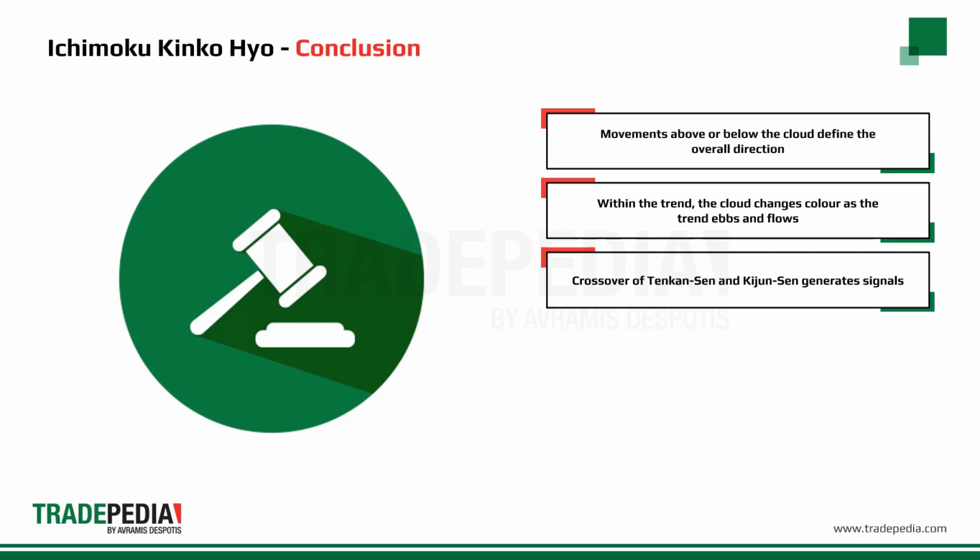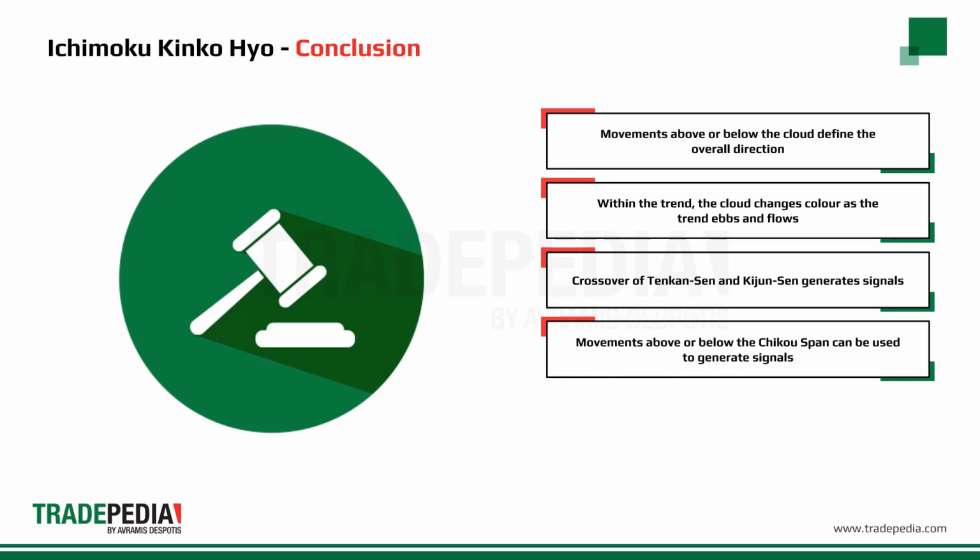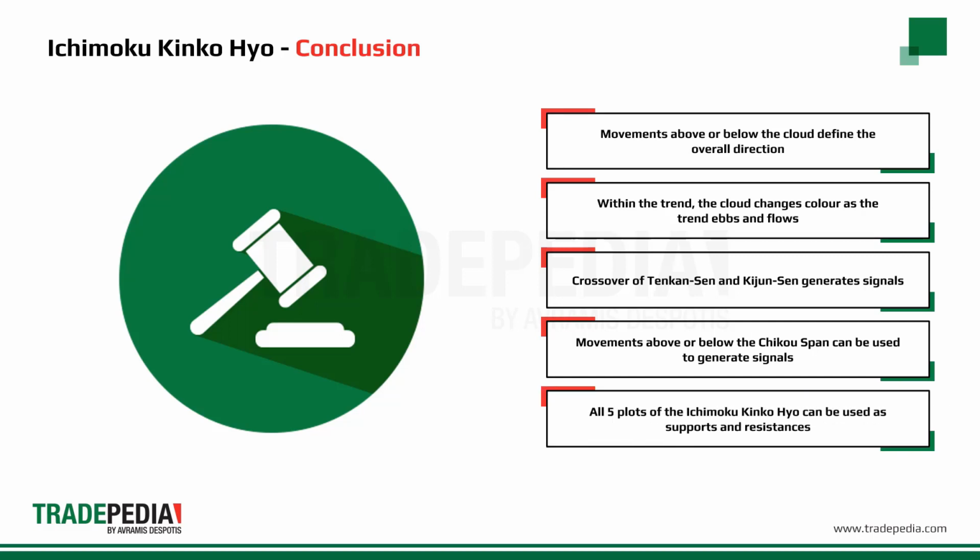Crossover of Tenkan-sen and Kijun-sen generates signals. A bearish signal is generated when Tenkan-sen crosses below Kijun-sen, and a bullish signal is generated when the Tenkan-sen crosses above the Kijun-sen. Movements above or below the Chiku span can be used to generate signals. When the Chiku span is below the prices, the trend is considered to be bearish. When the Chiku span is above the prices, the trend is considered to be bullish. All 5 plots of the Ichimoku Kinko Hyo can be used as supports and resistances.